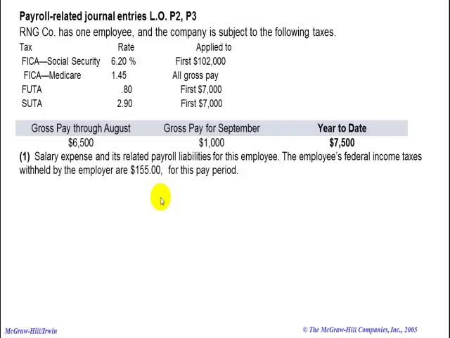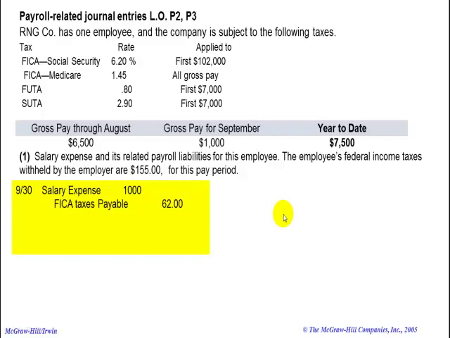Salary expense and related payroll liabilities for this employee. The employee's federal income taxes withheld by the employer are $155 for this pay period. So to record this salary, we're going to record the September salary, which is $1,000, so we'll debit salary expense for $1,000. We will credit FICA taxes payable for $62, and that's based on $1,000 times 6.2%. We will also record EE, which stands for employee, federal taxes payable of $155. That's from this withholding information we got up here.